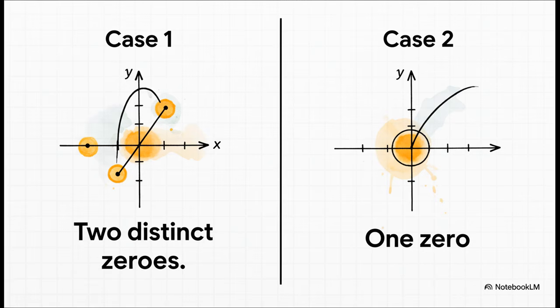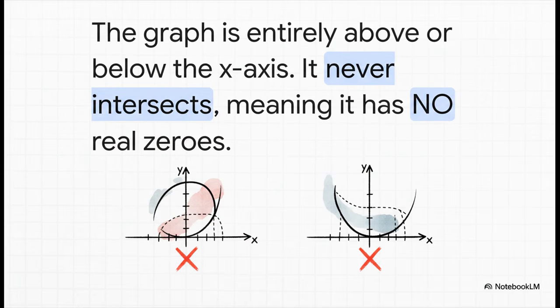But what if it just barely skims the axis? In case 2, the very bottom or top of the curve might just kiss the x-axis at a single point. That means it has exactly one zero. And that brings us to our third and final possibility. What if the parabola is just floating?